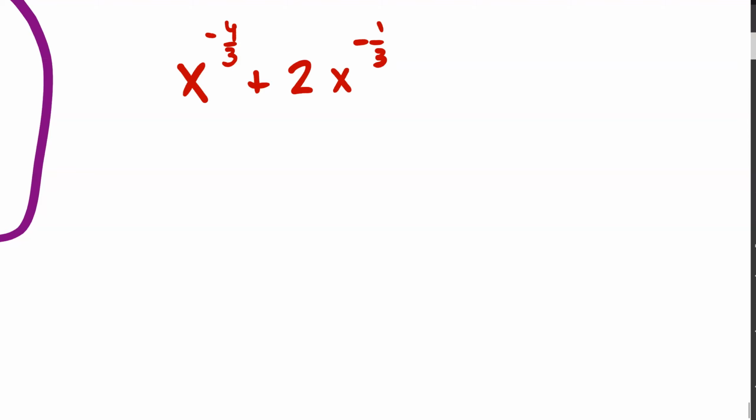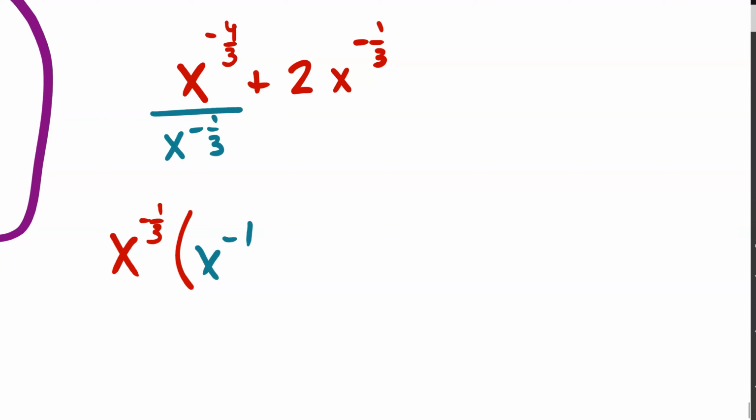So I know that both of these have an x in them. The question is, what do I pull out? What if I pull out an x to the negative 1/3? You could do that. If I pull out an x to the negative 1/3, let's see, negative 4/3 minus a third. I'm using rules of exponents. Minus a third gives me x to the negative 1 plus 2. Well, it's okay, but I'm going to have x to the negative 1/3, and then inside is also a negative exponent.